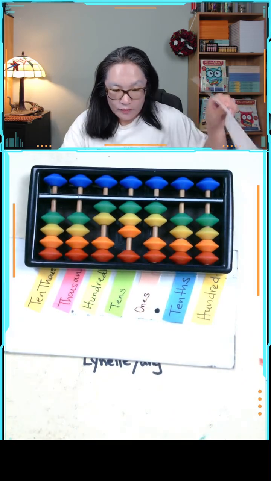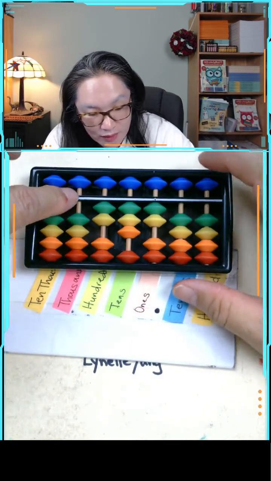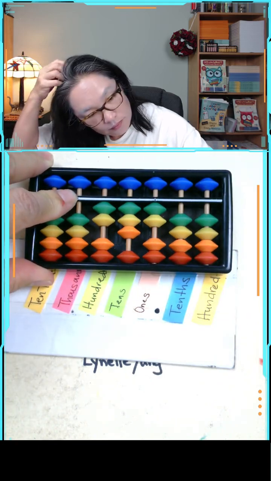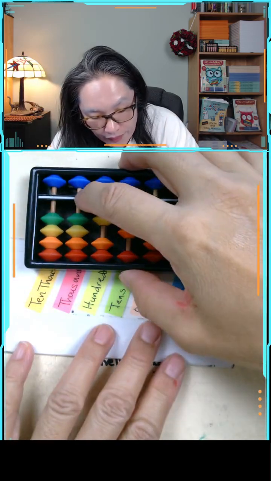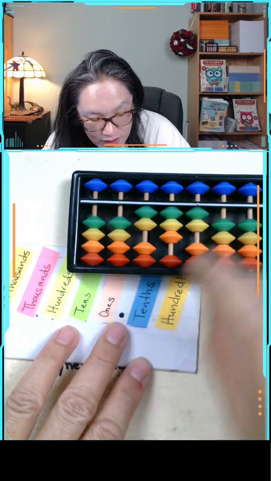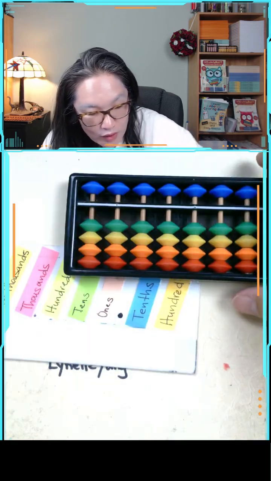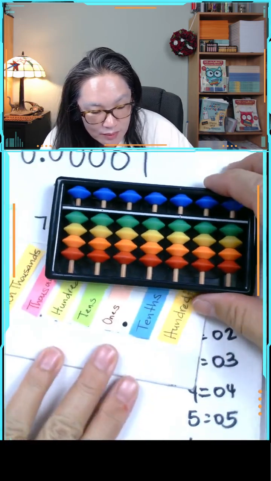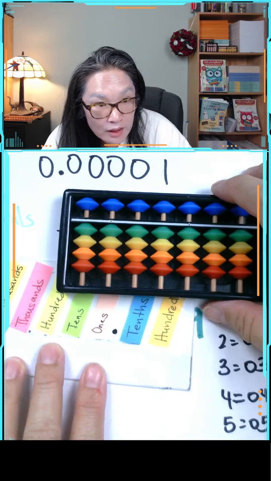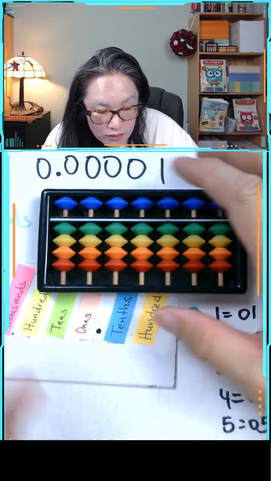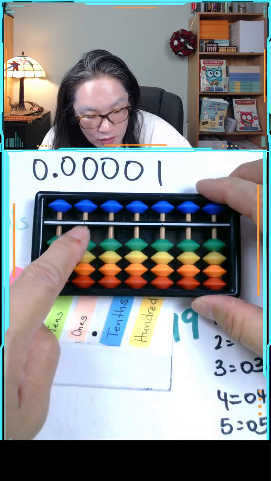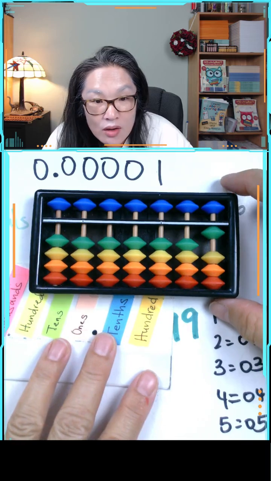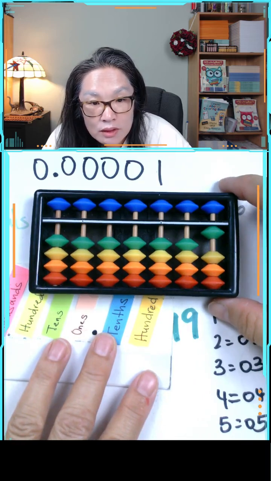However, if I decide to choose this one to be my ones place, like a Pokemon, I choose you! Then I move everything over, and then this would be the ones place. And then I'd have this whole row to be my decimal. So if I use this one to be my ones place, like over here, then we could do 0.00001.